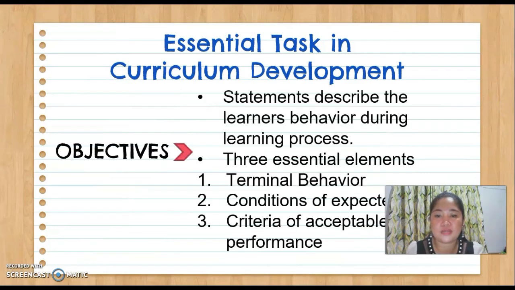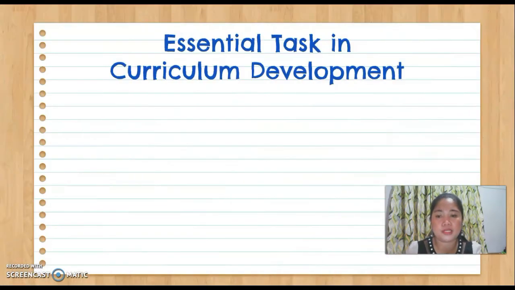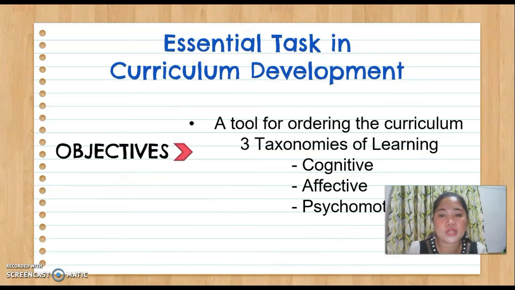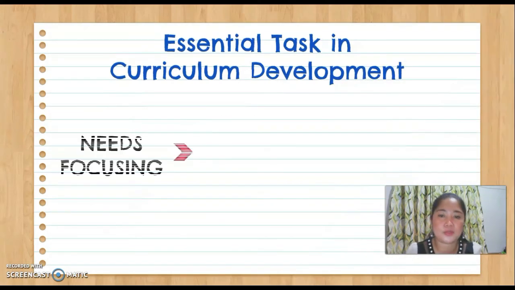Next, we have objectives. What do you mean by objectives? An objective is a statement that describes the learner's behavior during the learning process. We have 3 essential elements: the terminal behavior; number 2, the condition of expected behavior; and the criteria of acceptable performance. Then, an objective is also a tool for ordering the curriculum. In making the curriculum, we should have our objectives in the 3 taxonomies of learning. It should be cognitive, affective, and psychomotor.